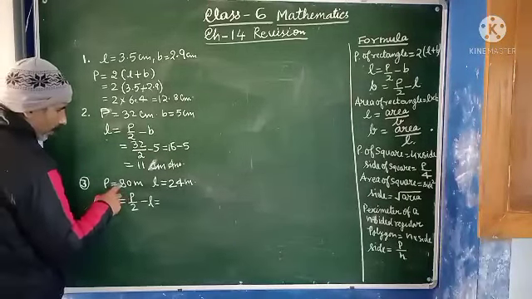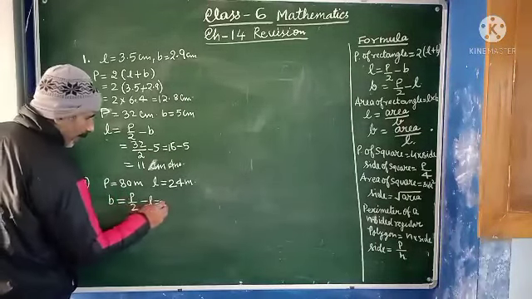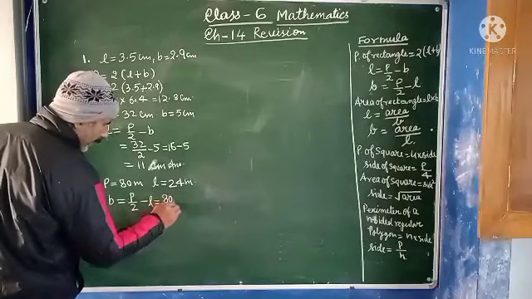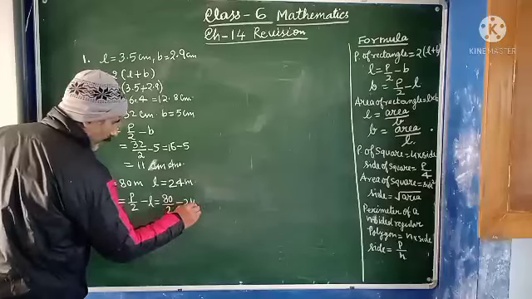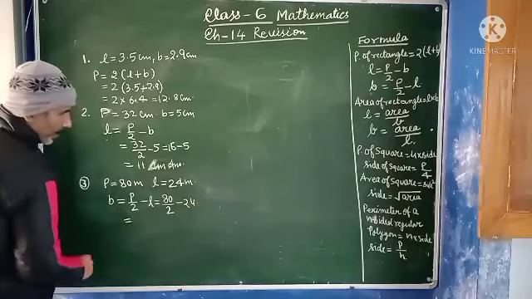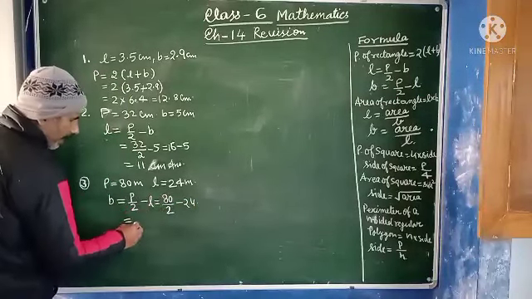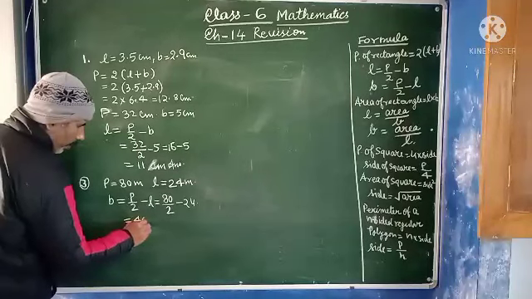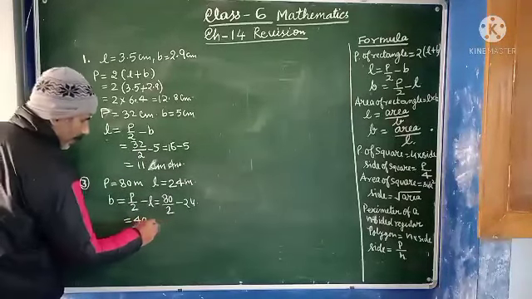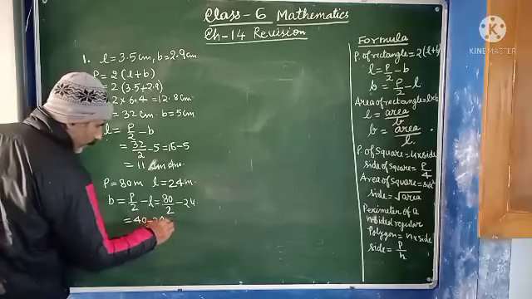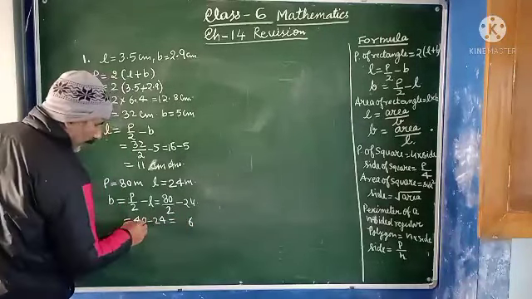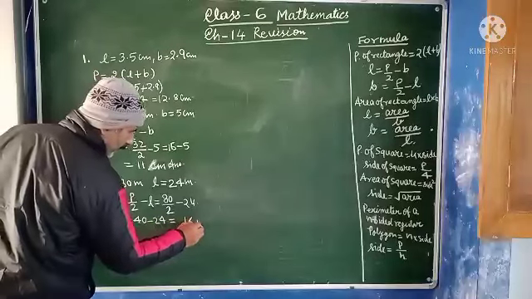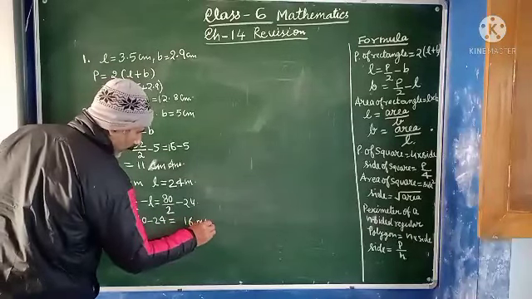Now substitute the values. What is the perimeter? 80. So write 80 by 2 minus 24. Now 80 divided by 2 is 40, then minus 24. What will you get? 10 minus 4 is 6, 3 minus 2 is 1. 16 meter. This will be the answer.